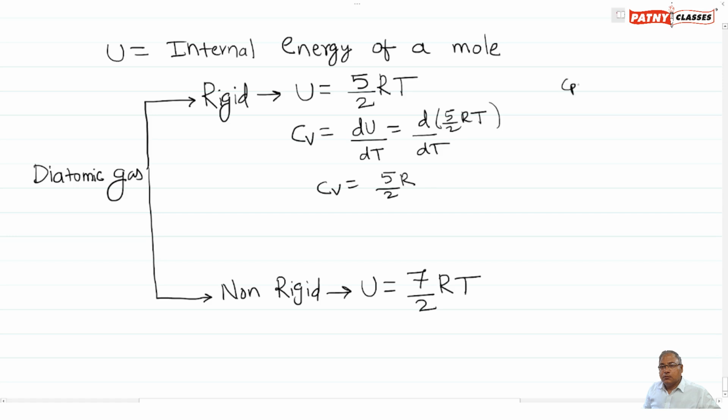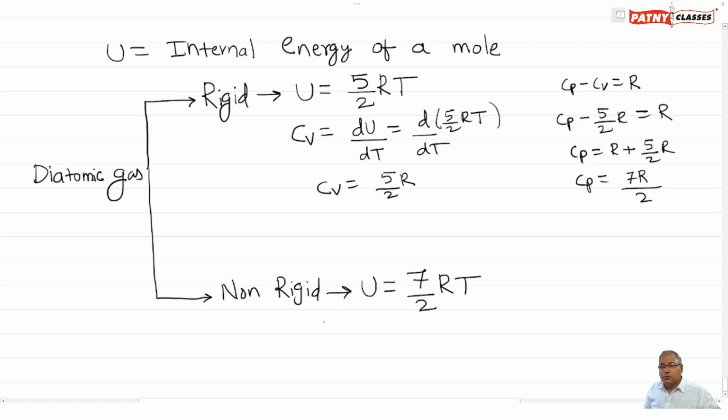But Cp minus Cv equals R. So Cp minus 5 upon 2 R equals R. So Cp equals R plus 5 upon 2 R. So Cp equals 7R divided by 2.